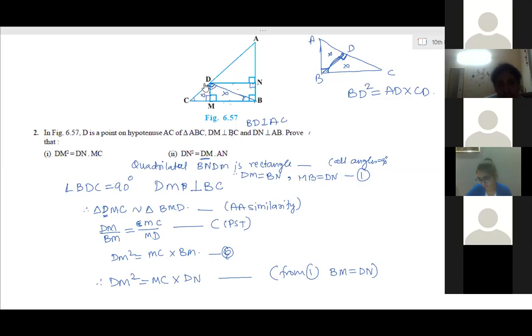Ma'am, can you please repeat the criteria involved in triangles DMC and BMD being similar? One is the right angle, and another one is proved: angle 1 plus angle 2 and angle 2 plus angle 3 equal to 90. And this is a theorem, 6.7 in the textbook. Okay.